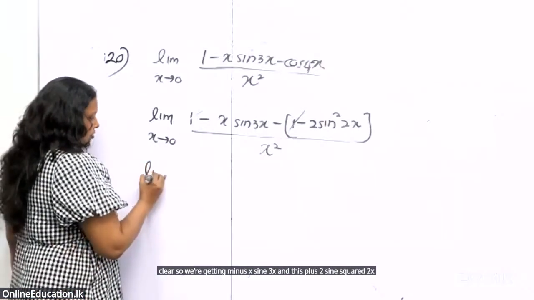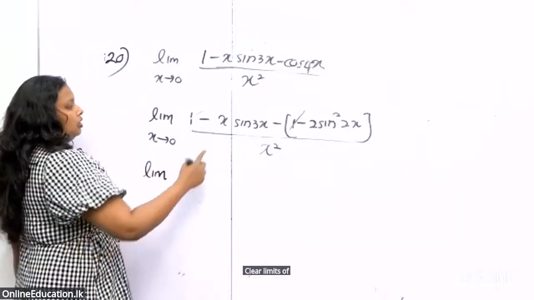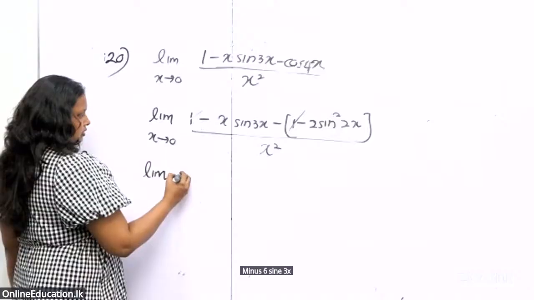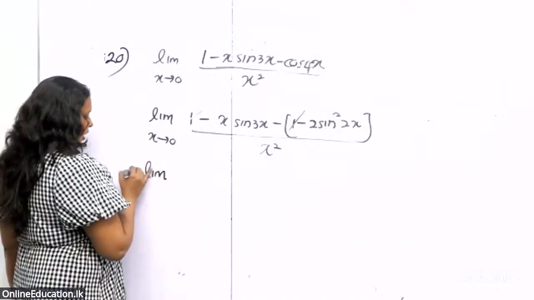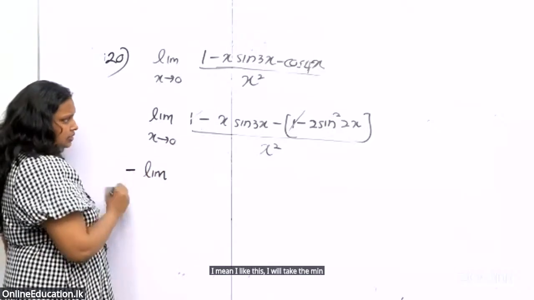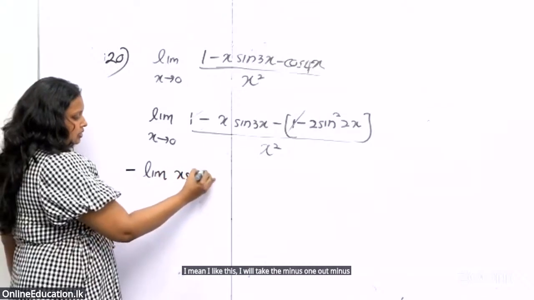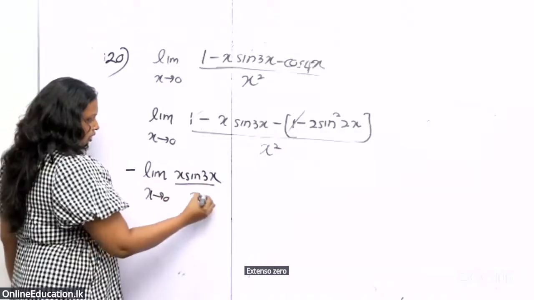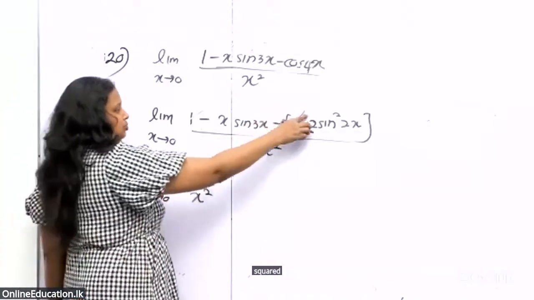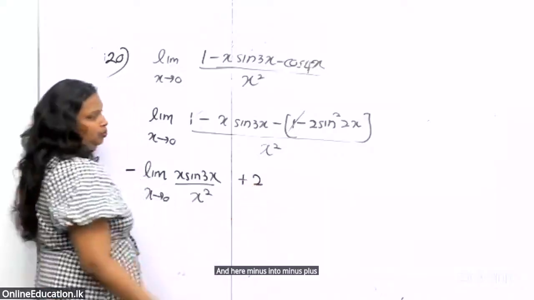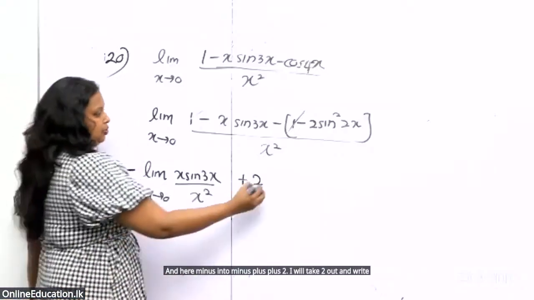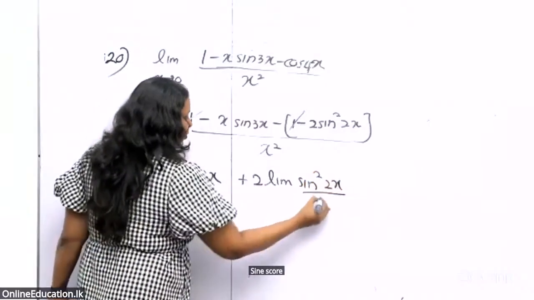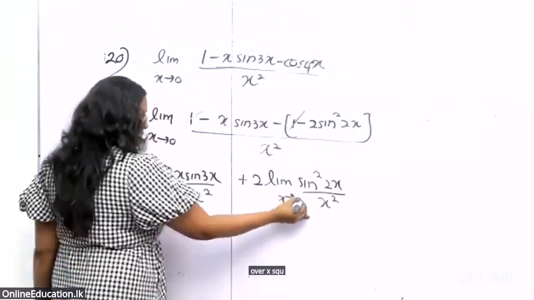Clear? Limits of minus x sin 3x, I will write like this. I will take the minus 1 out. Minus x sin 3x, x tends to 0, over x squared. And here minus into minus is plus 2. I will take 2 out and write limits of sin squared 2x over x squared when x tends to 0. Can you understand this line?